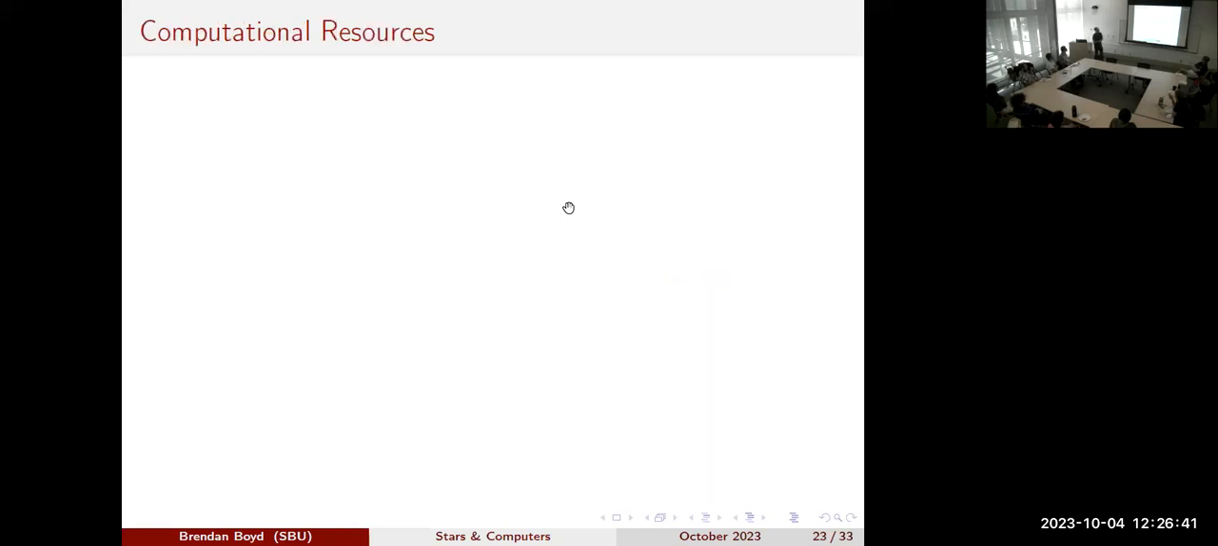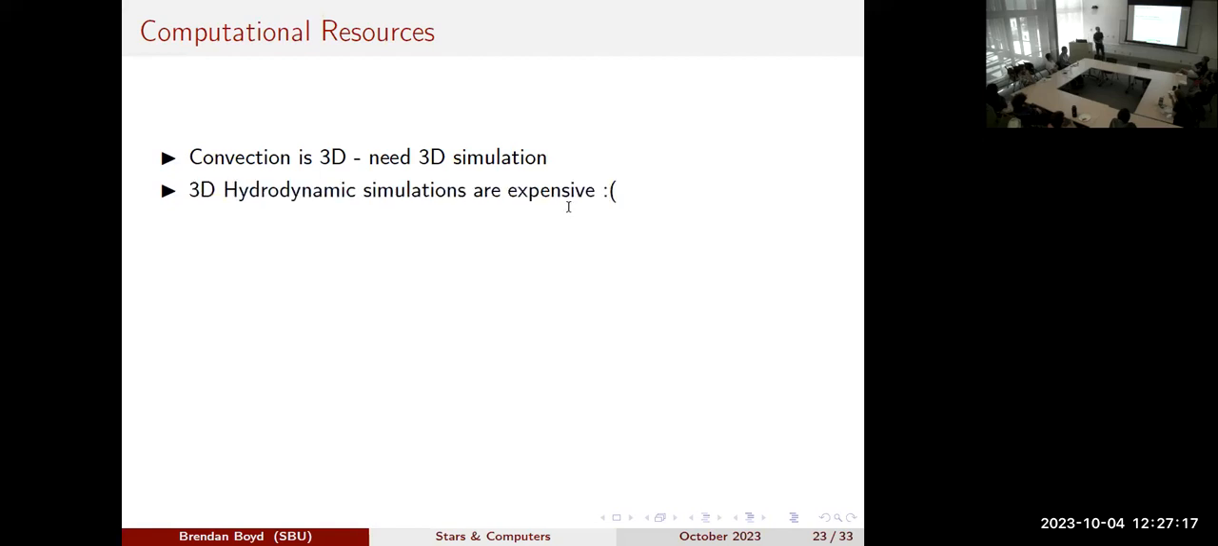Good. The other aspect to this is the computational resources that go into making these simulations. These can be quite expensive. The first thing I have to note is that this convection is three-dimensional, and it's inherently three-dimensional. There's no real way to model convection in any lower dimension, in 2D or 1D, without making approximations that just don't quite hold up. So to really look into this problem, we need to do these 3D simulations, and these get very expensive very quickly.